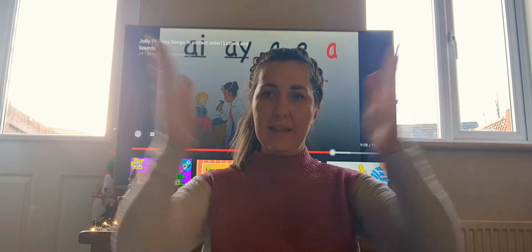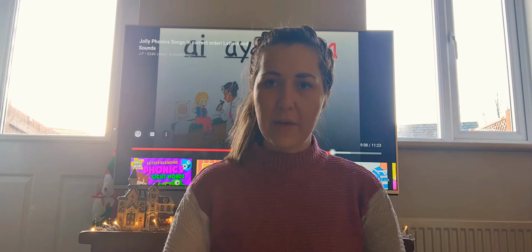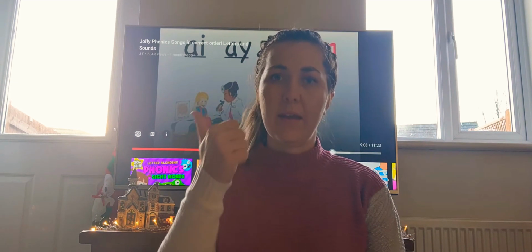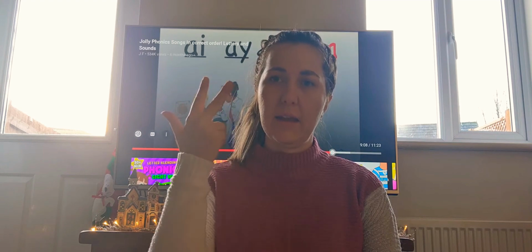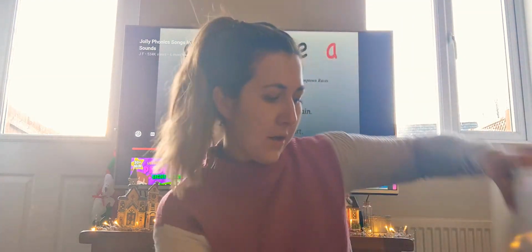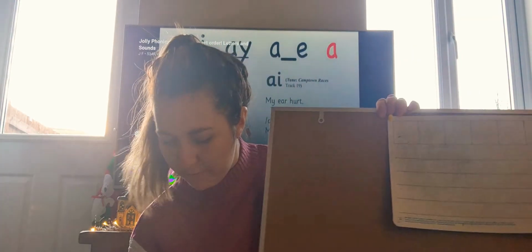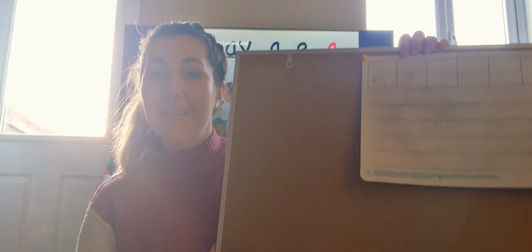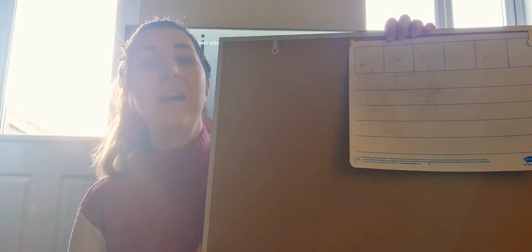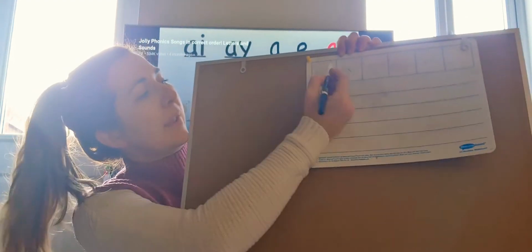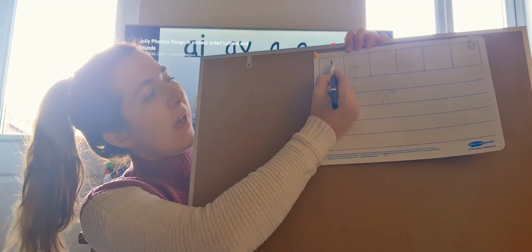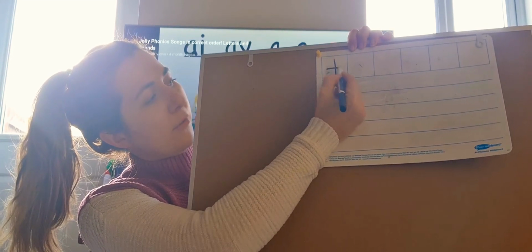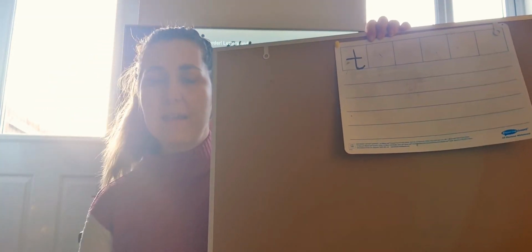Let's segment the word tail. T-A-L. Tail. Let's count the sounds in the word tail. T-A-L. How many sounds? That's right, there are three sounds. Have you all got your paper and your pen ready? Tail. T-t-tail. That's right, the first sound is t. So we go down the tower, across the tower. What's the next sound in tail?